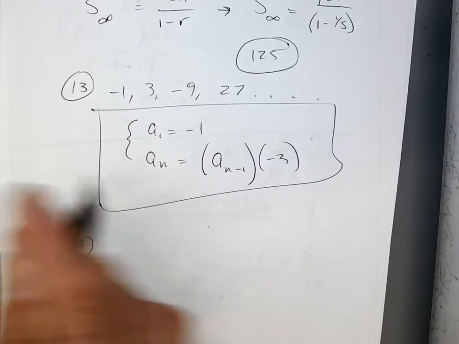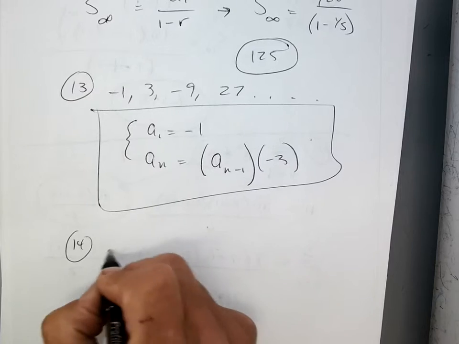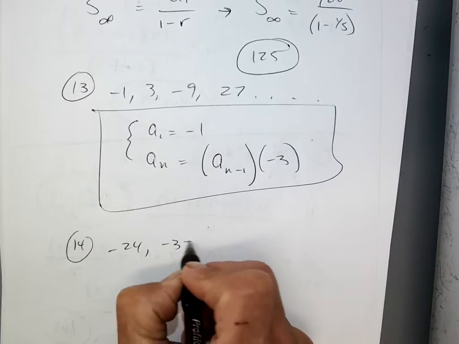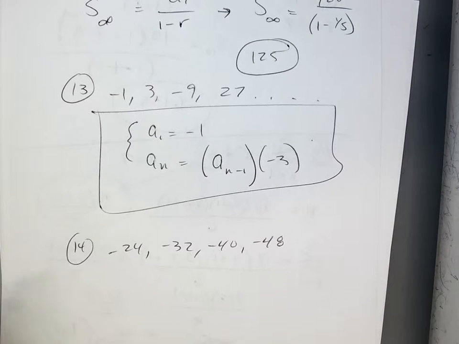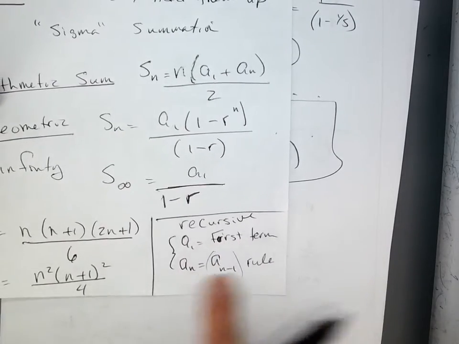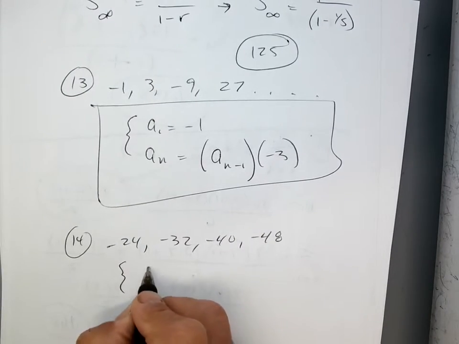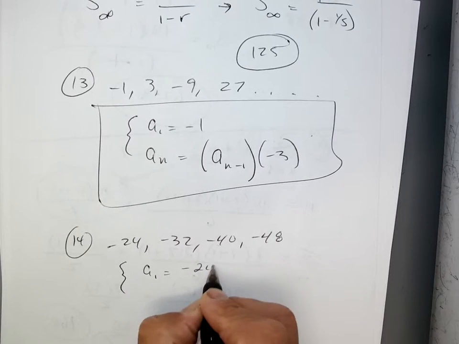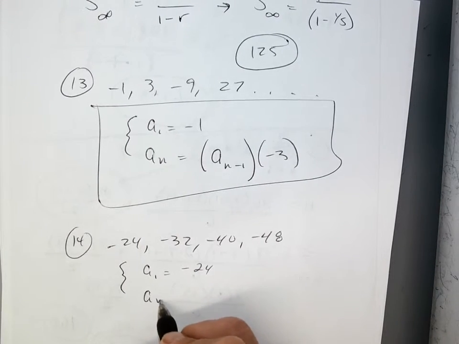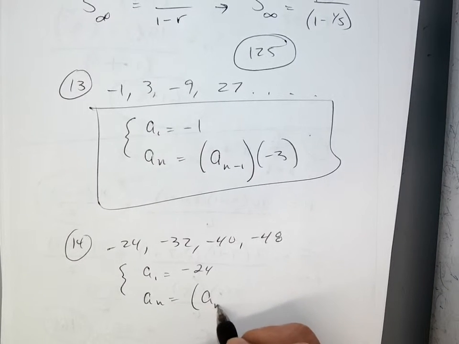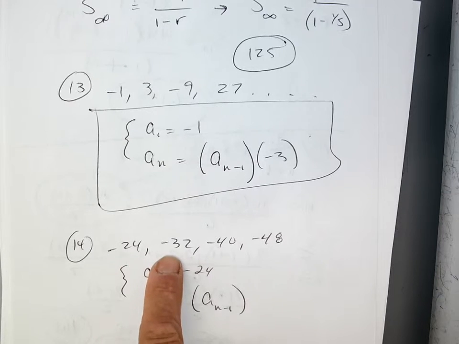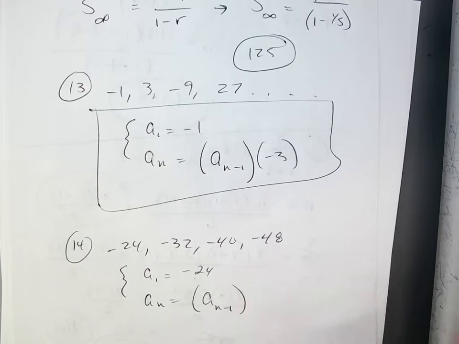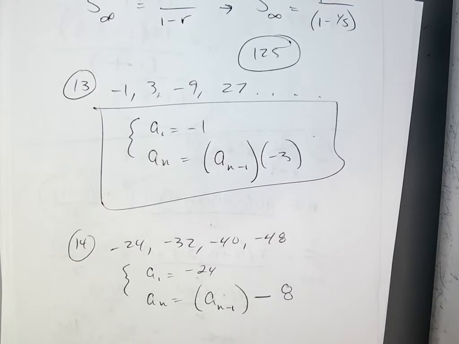14, same way, okay? Let's check out 14. 14 is -24, -32, -40, -48. So if it's recursive, write the first term and then write the rule. So a1 is -24, and then you want to write a_n equals a_(n-1), because that's going to say the previous term, and what's the rule? What am I doing each time? I'm going down by 8, right? So I'm subtracting 8. There it is.